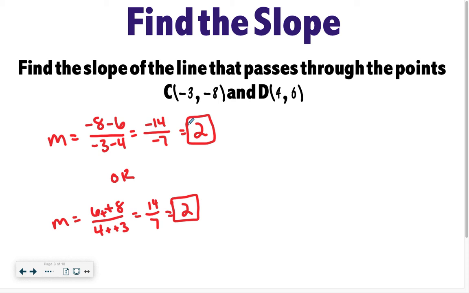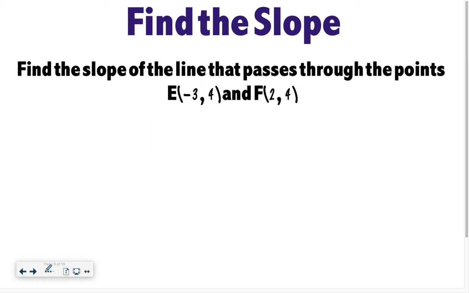Okay, for this problem, hopefully you ended up with a slope of 2. You could have done the method that I did up top and started with the -8 and the -3, or you could have started with the 6 and the 4. But either way, you should have ended up at a +2. If you have questions about that, please reach out for some help, okay?